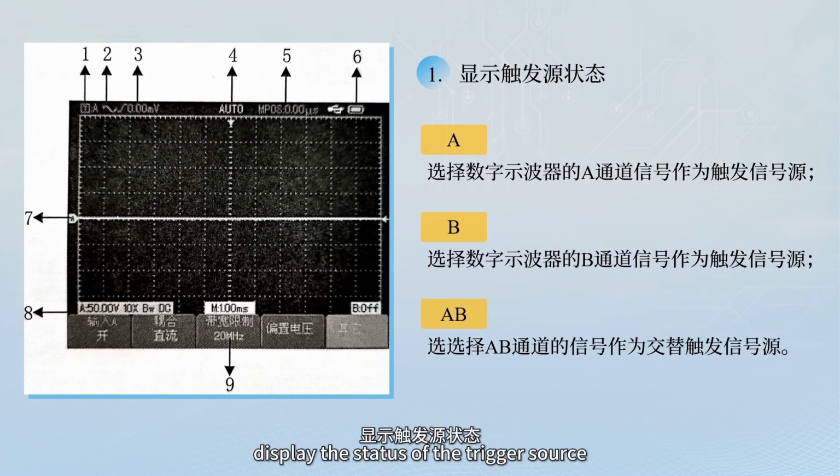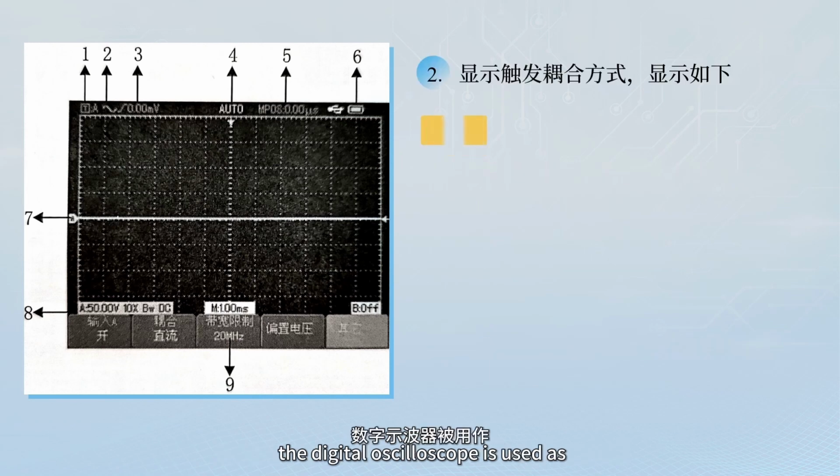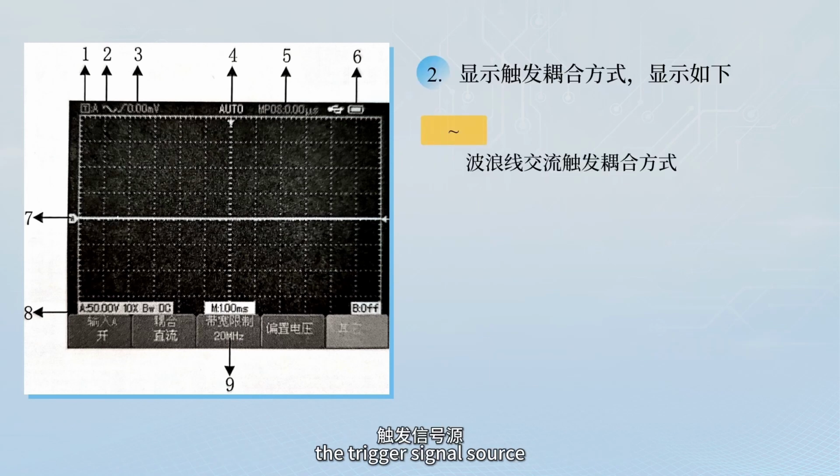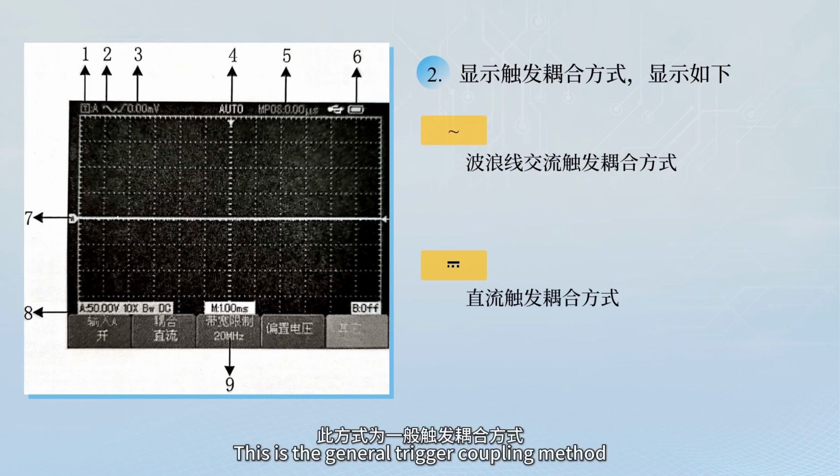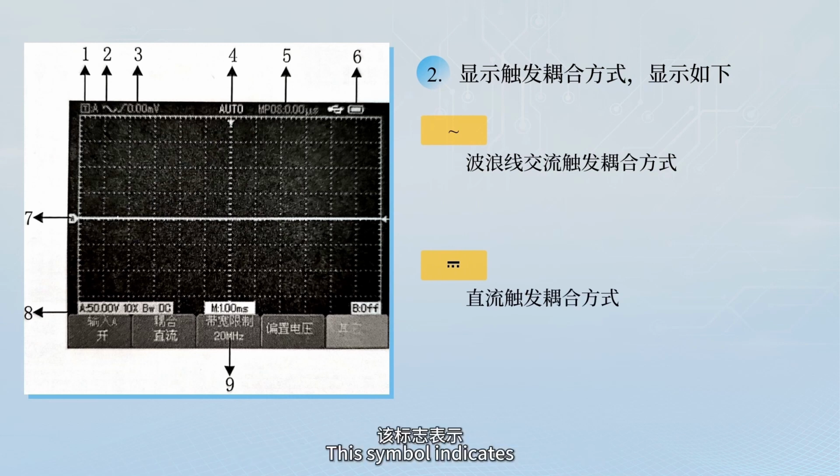Firstly, display the status of the trigger source. AB indicates that the corresponding channel of the digital oscilloscope is used as the trigger signal source. Secondly, display trigger coupling method. This symbol indicates the wavy line AC trigger coupling method. This is the general trigger coupling method. This symbol indicates the DC trigger coupling mode.